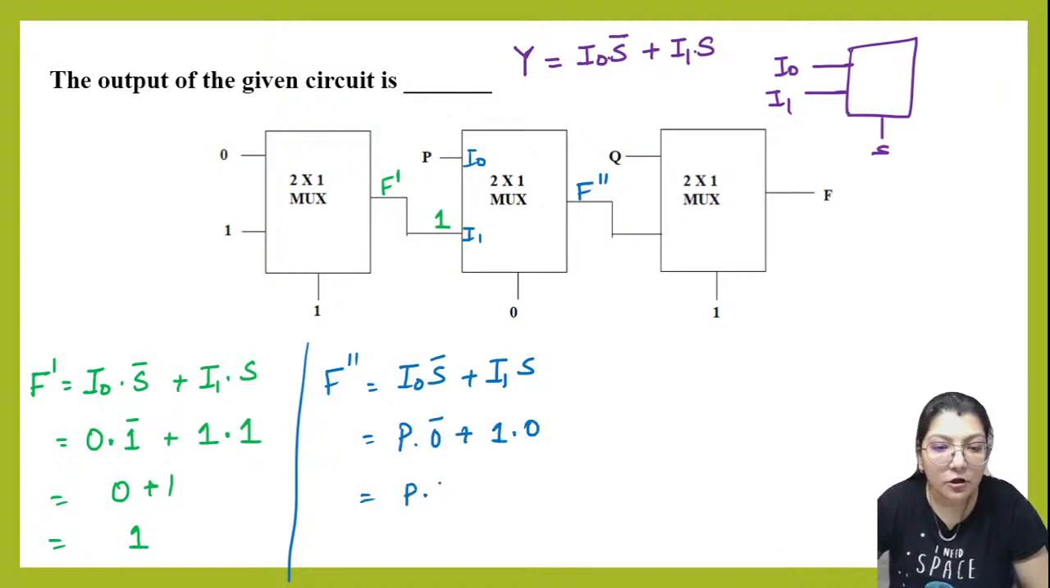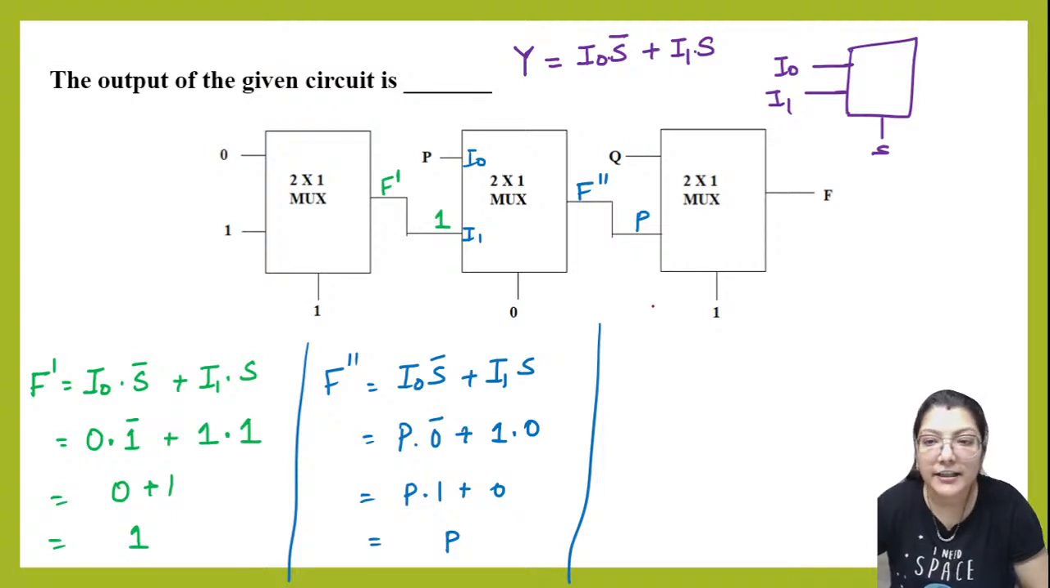So this will be P dot 1 plus 0. So this will be P. So F dash double dash will be P. Now what we have to find? Now we have to find F.